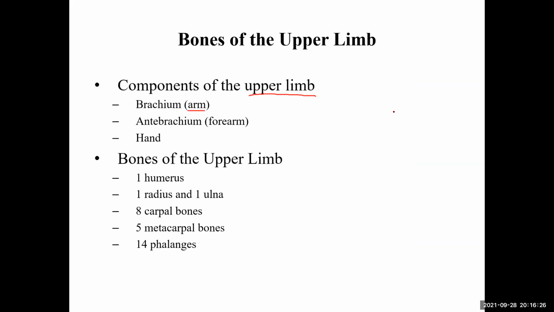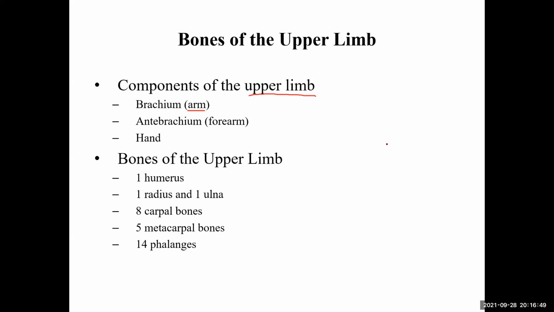Okay? And then finally, you have the hand. So there's three components to the upper limb: the brachium, your arm, which is from your shoulder to your elbow. Then you have the antebrachium, the forearm, which is from your elbow down to your wrist, and then obviously the hand is your hand.